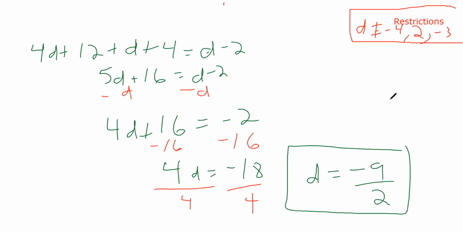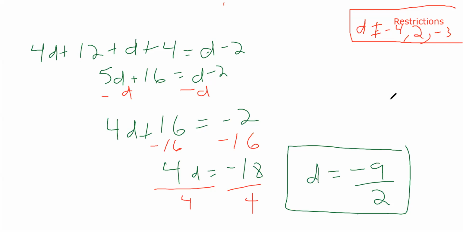All right, so let's see the forest for the trees. We only got one potential solution. That's fine. We didn't do anything wrong. Is this potential solution going to have any issues with those restrictions up there? What do y'all think? No? Yeah, I agree. No, it is not. It's negative 9 over 2, which is not negative 4. It's not positive 2, and it's not negative 3. So we don't have to worry about that. The restrictions turned out to not have any issues with us.